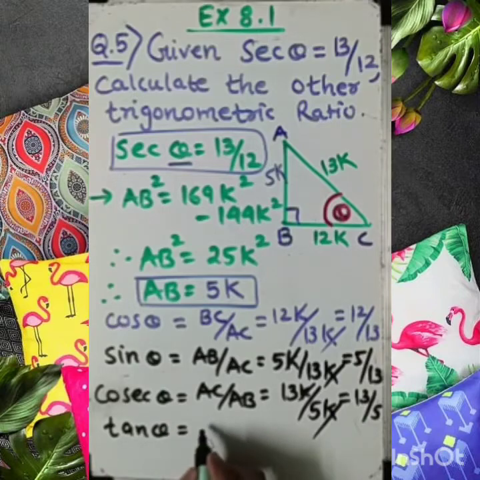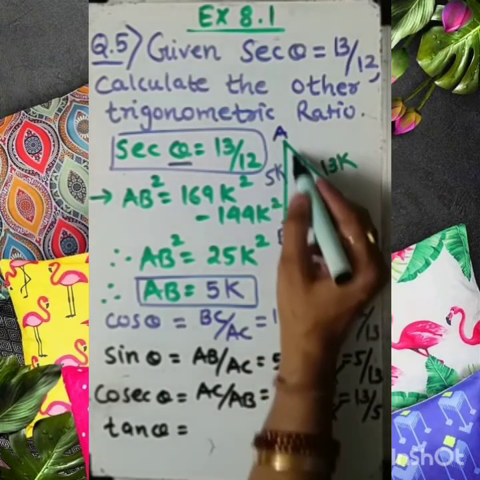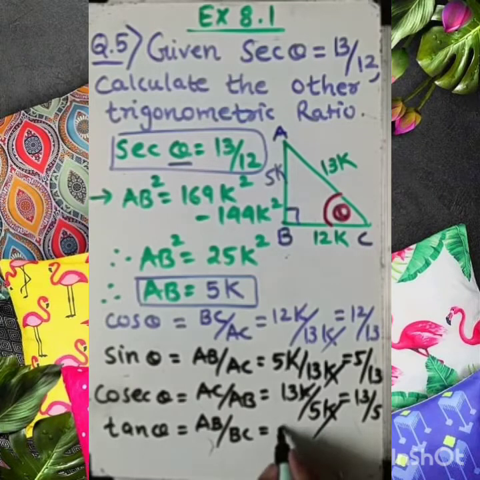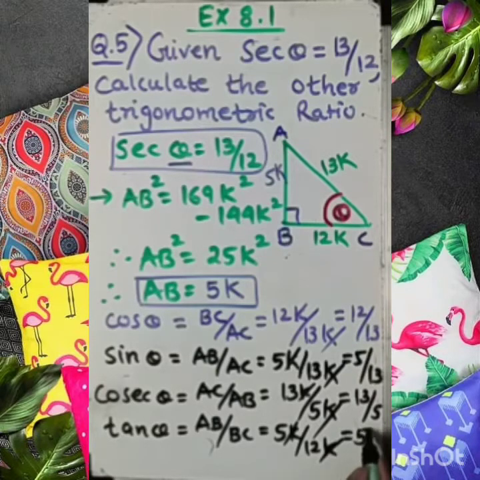Tan means P by B. P by B means AB by BC. AB upon BC. P by B. So 5K upon 12K. So dear student, K cancels. So it will be 5 upon 12. And last is cot theta, the fifth trigonometric ratio, that is the inverse of tan.